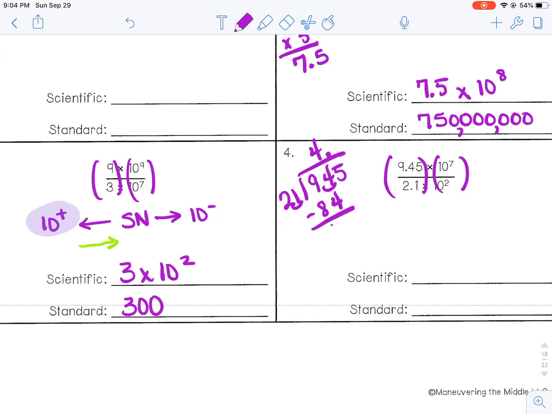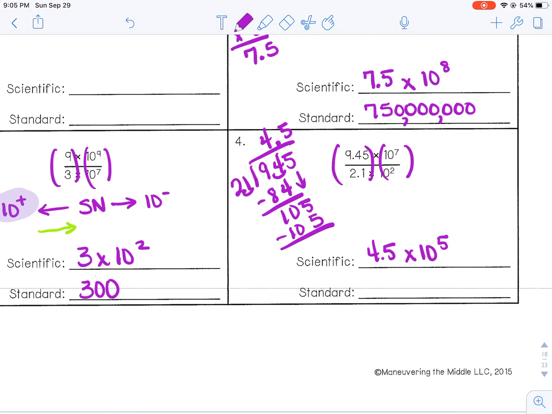Subtract that, that will give me 10, and I'm going to bring down that 5. Okay, so how many times would 21 go into 105? 5 times. And 5 times 1 is 5, and 5 times 2 is 10, so perfect. Okay, so in scientific notation, at least the first part is 4.5. 10 to the 7th divided by 10 to the 2nd, we'll subtract those, and that'll be 10 to the 5th power. So again, remember, we're going to move that decimal to the right 5 times. So 1, 2, 3, 4, 5.